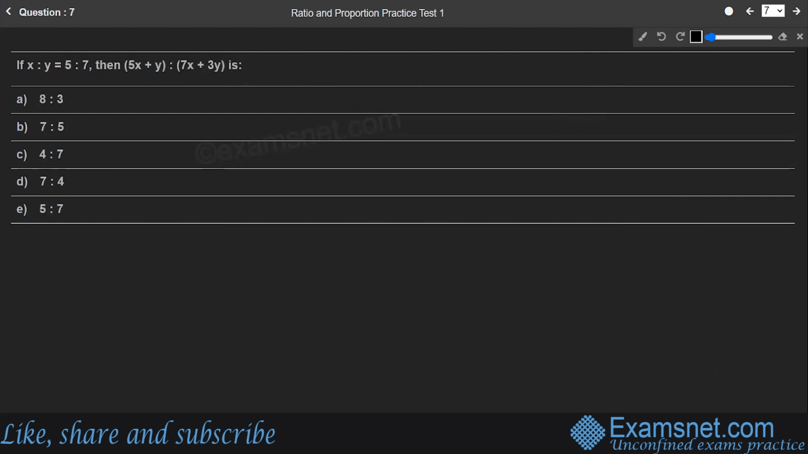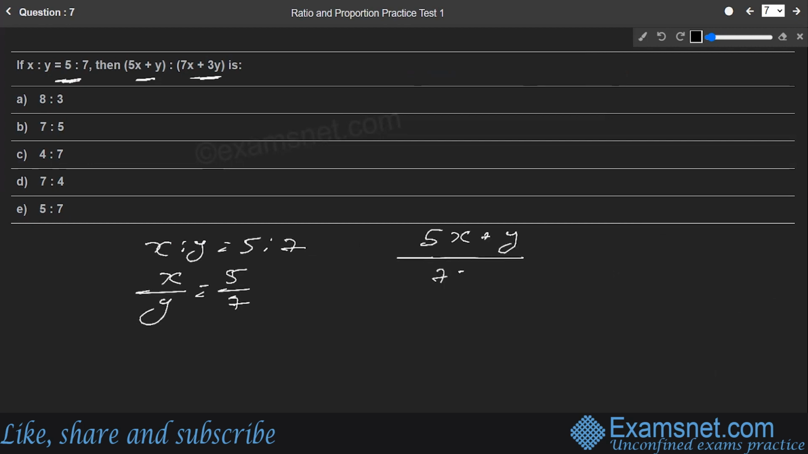Next, if x is to y is 5 is to 7, then 5x plus y is to 7x plus 3y is how much? This is the question. So let us write it. x is to y is 5 is to 7. We can also write it like x by y is 5 by 7. Now what is required to be solved? 5x plus y is to 7x plus 3y. This is required to be solved.